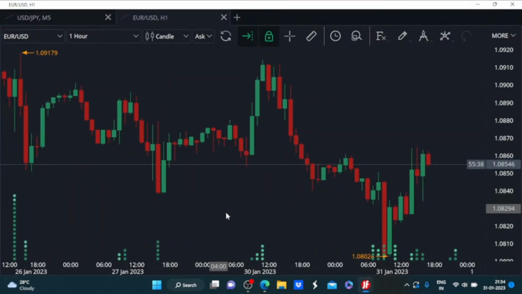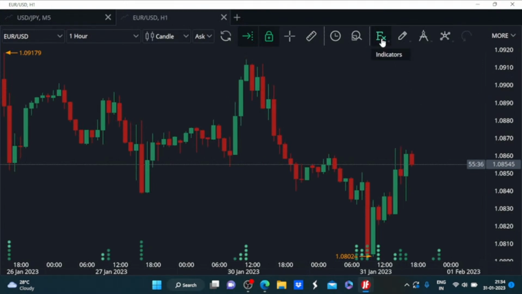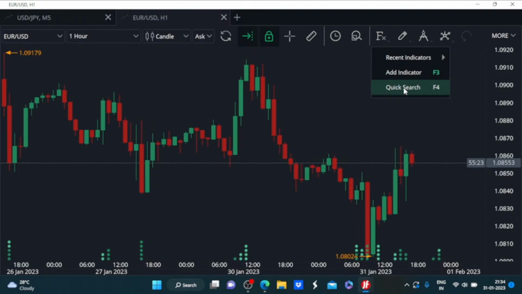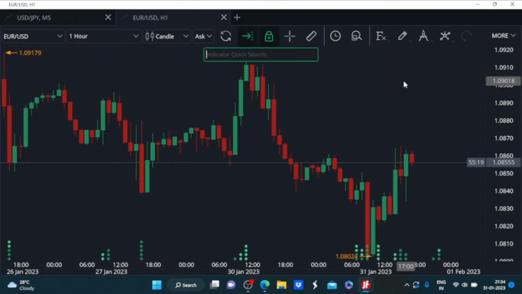So let us now head to JForex, the newly released trading platform from Dukascopy Bank SA. Here you can add it using the F3 option. A quick search will get you this indicator added. So here it is.